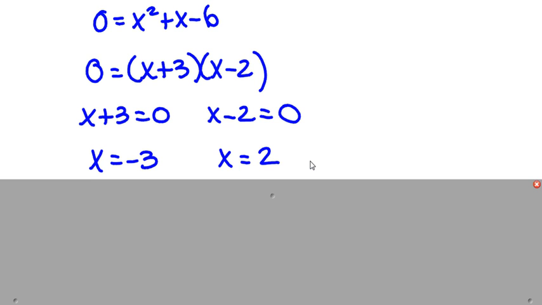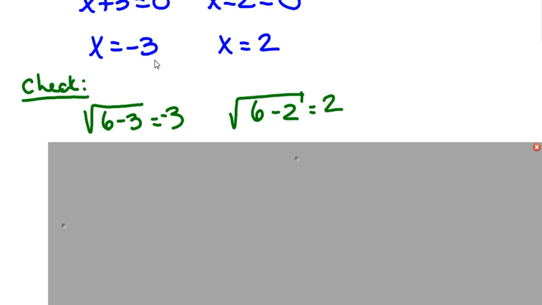As always, we need to check and verify. Do both solutions work, does one solution work, or do neither solutions work? So let's check the -3 first by substituting that into our pattern. And so now we've got the square root of 6 minus -3 equals -3.